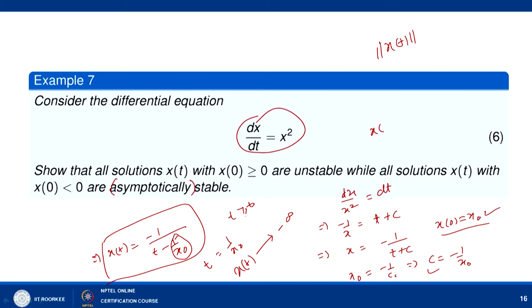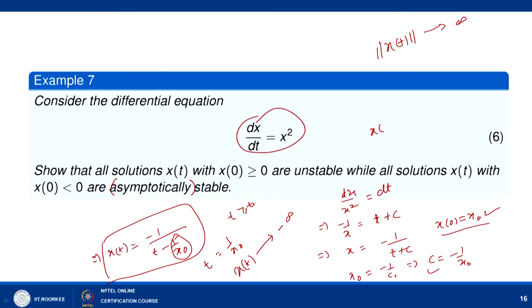So, it means that when x naught is non-negative, your solution x t is going to be very large, whether it is positive infinity or minus infinity, the norm of x t is tending to infinity, right. So, if x naught is positive or non-negative, then the 0 solution is an unstable solution.